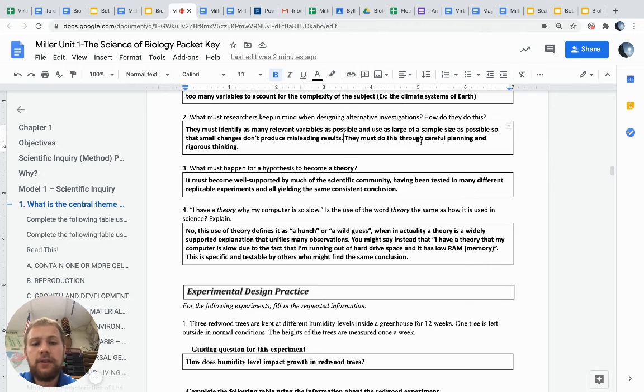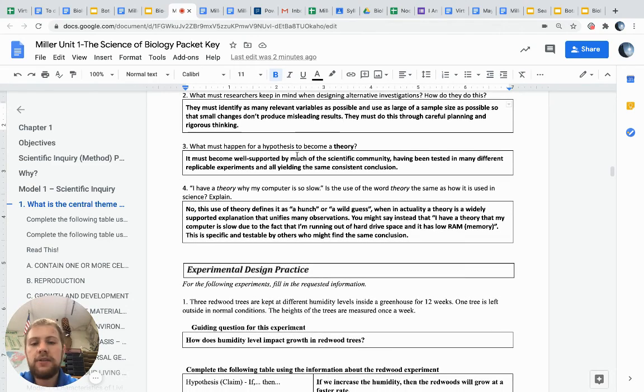And they do this through careful planning and rigorous thinking. So they have to plan out, okay, do I have enough supplies? Do I have enough mice? Have I gotten the right permits to do this experiment, for example? So it takes a lot of planning. It takes a lot of forward thinking.